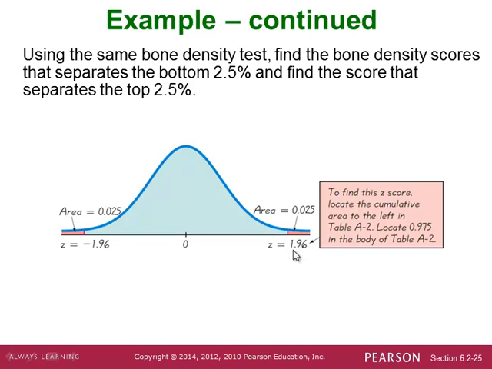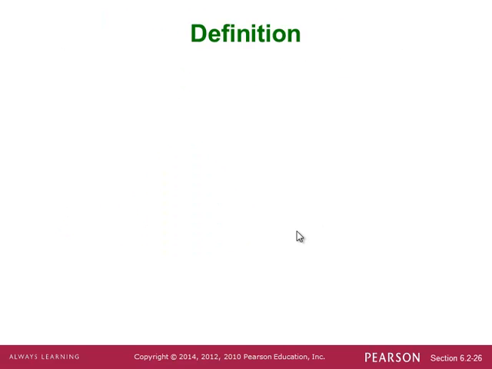What you needed to know for this example is, if you were given a probability corresponding to an area, or vice versa, an area corresponding to a probability under the curve, how to find the corresponding z-scores, and then how to interpret those.